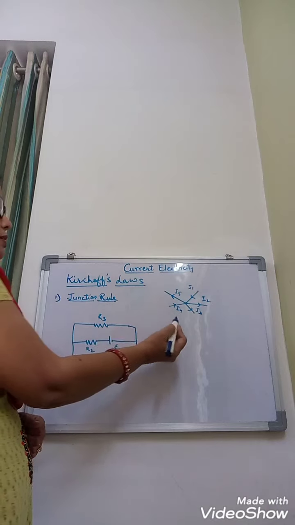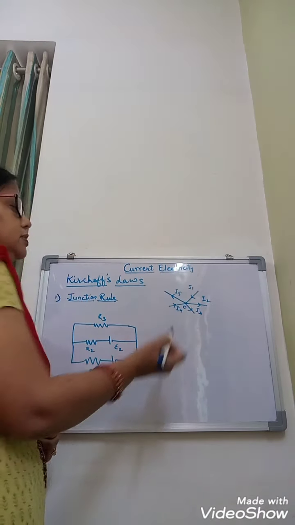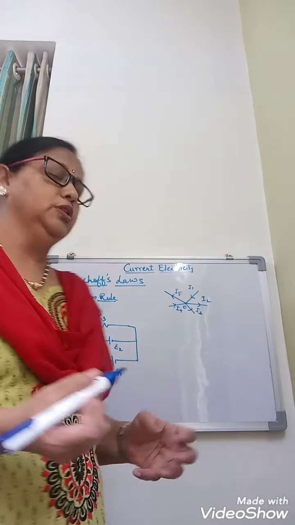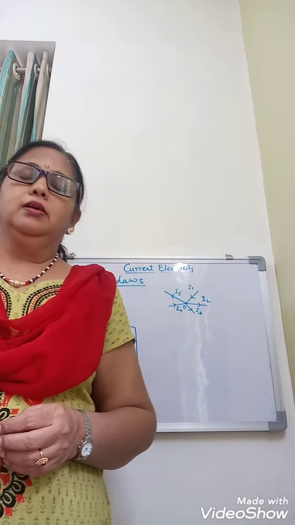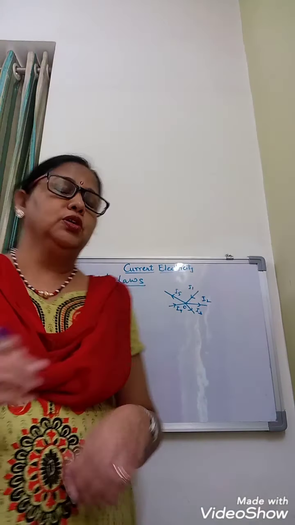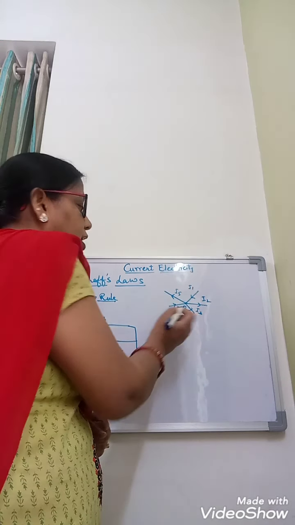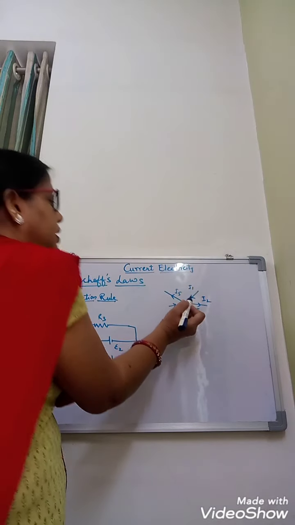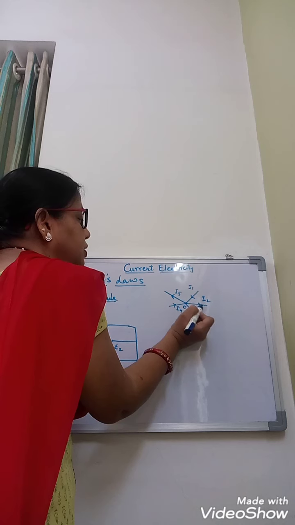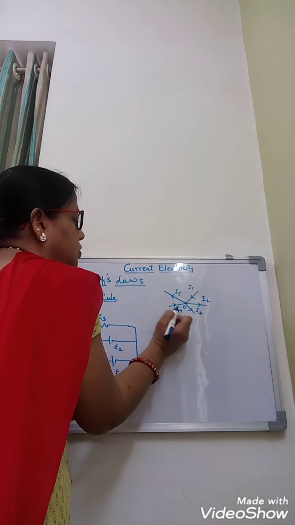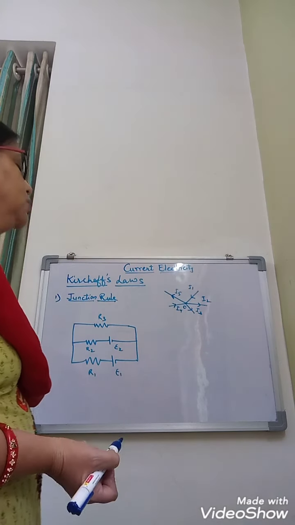Now here there is one junction shown as point O. O is a junction, just like you know that in a railway there is a junction where a number of railway routes are coming and going. So here also incoming and outgoing currents are shown with the help of arrows. Here you can see that I1 is the current coming towards the junction O, I2 is going outward, I3 is going outward, I4 is coming towards the junction, and I5 is going outward.